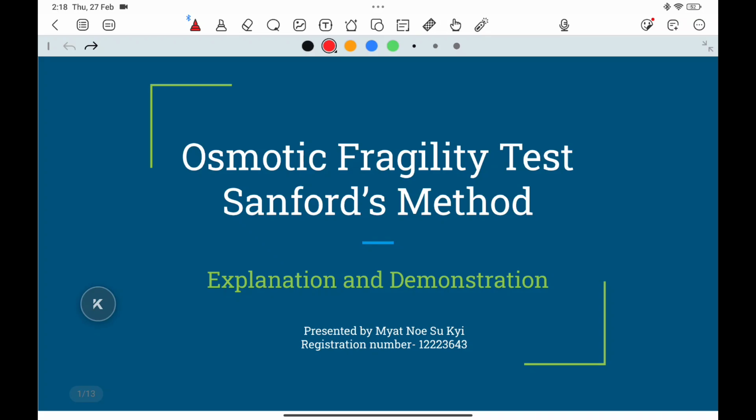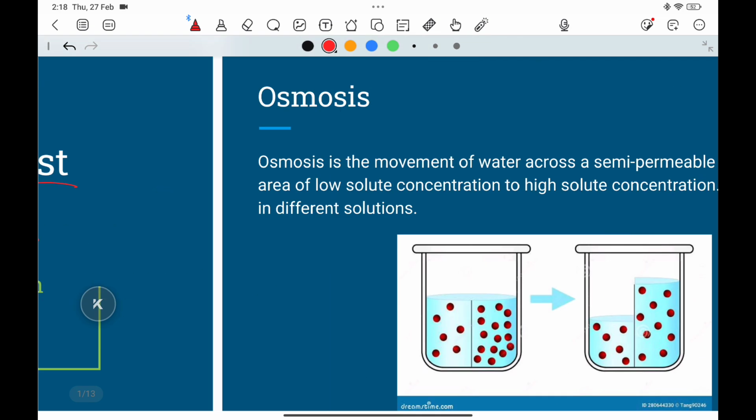Hello everyone, today I will be talking about this osmotic fragility test, and then I will also demonstrate the Sanford method. So let's get started.